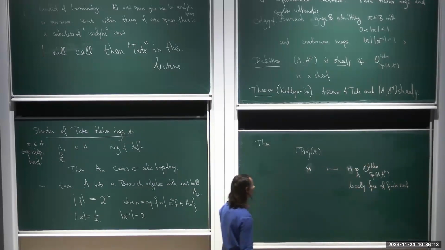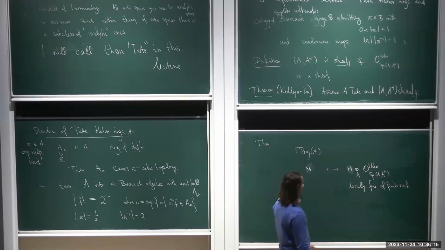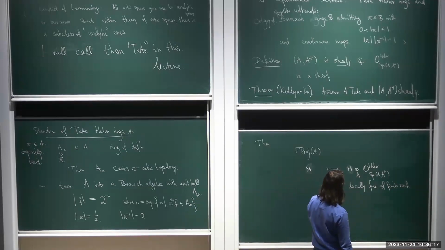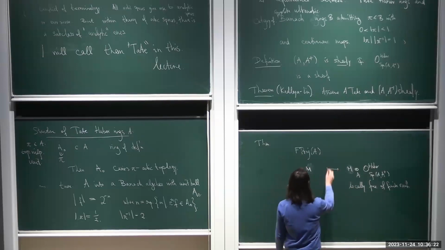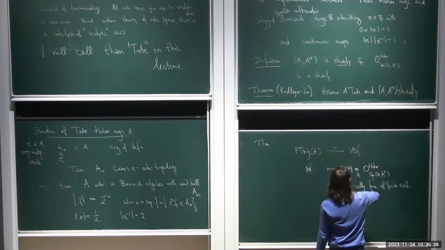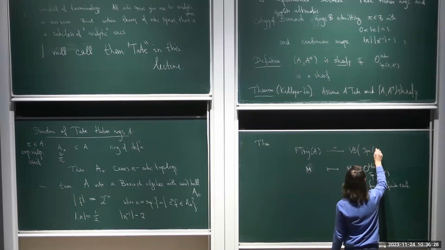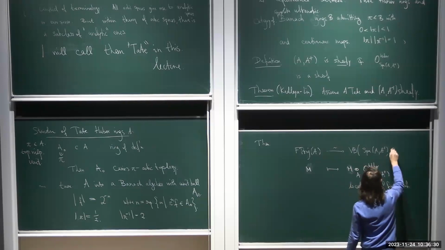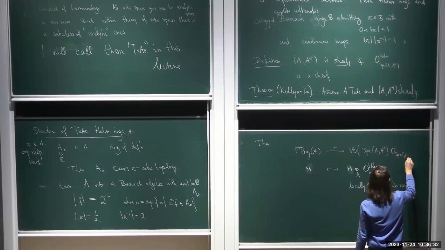And so whenever you have a ringed space, you can always talk about these modules which are locally free of finite rank. So these are, I guess, usually called vector bundles, with respect to Hubert.